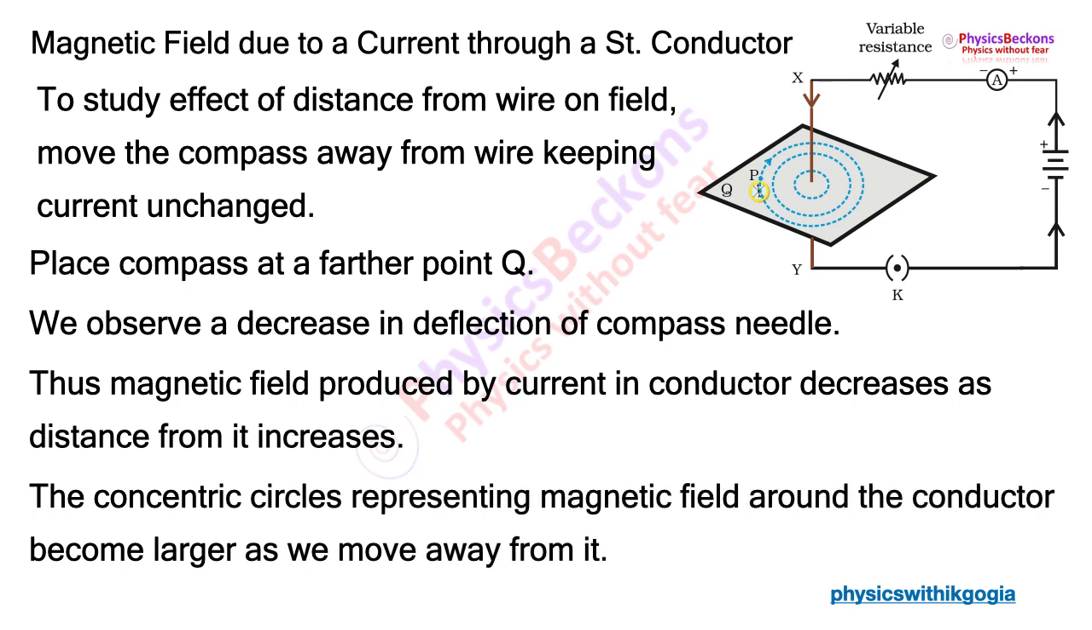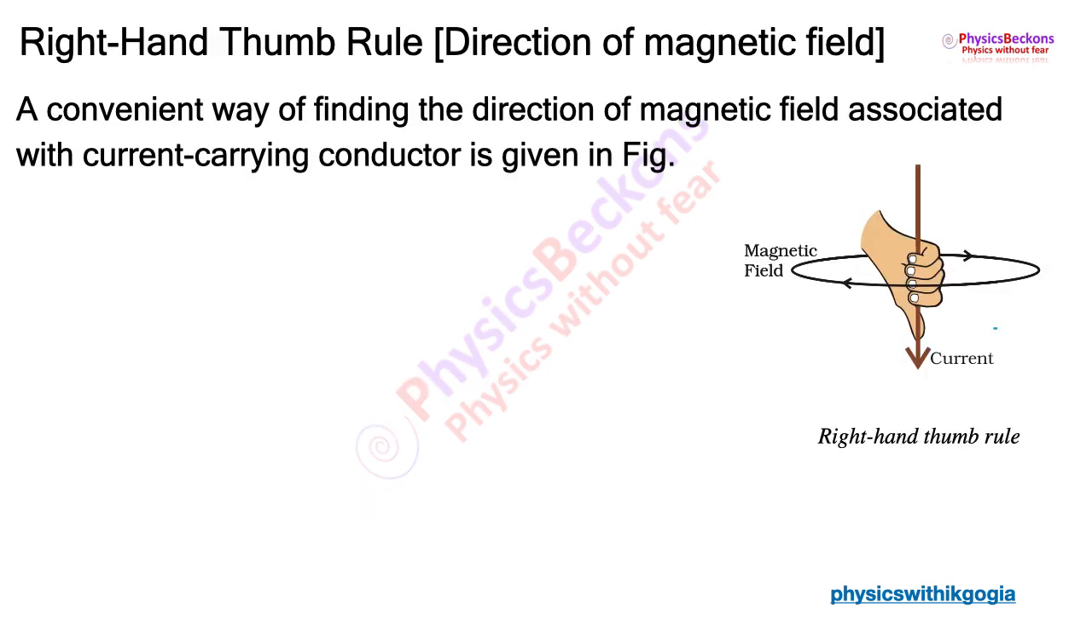The concentric circles representing the magnetic field become larger as we move away from the conductor. So, there are three things we sum up. The direction of field depends on the direction of current, 1. Number 2, larger the current, stronger the field. Number 3, larger the distance from the conductor, weaker is the field.